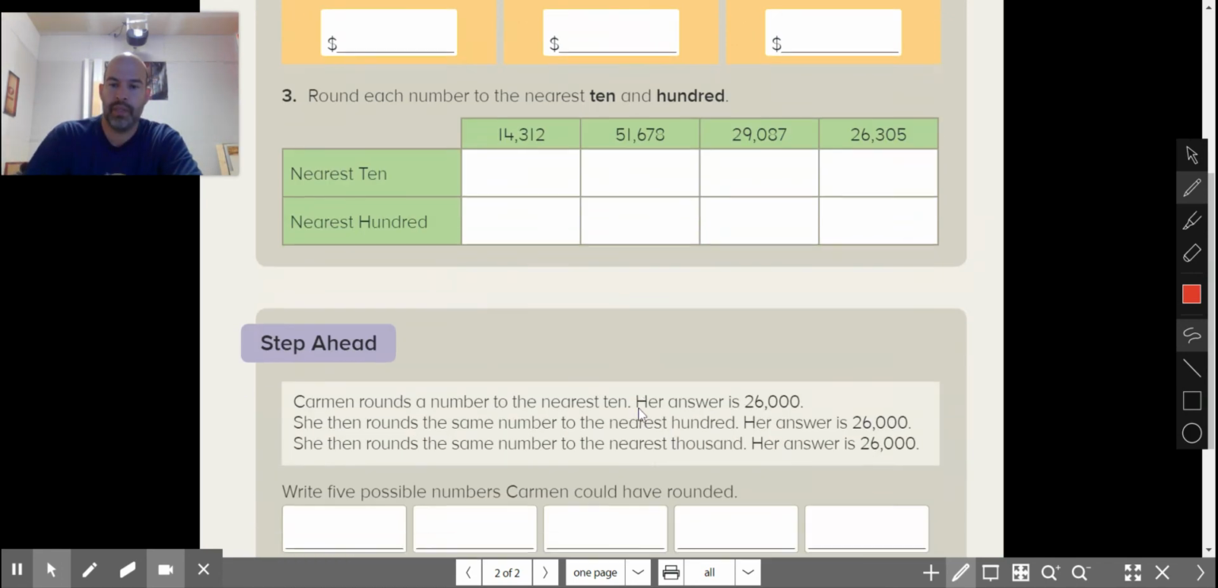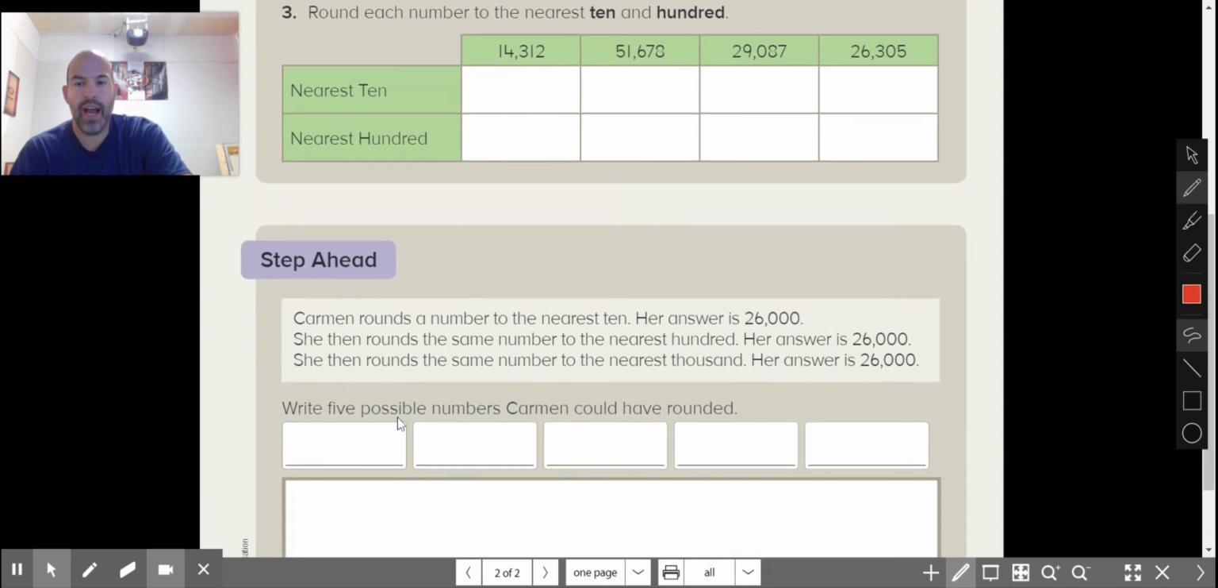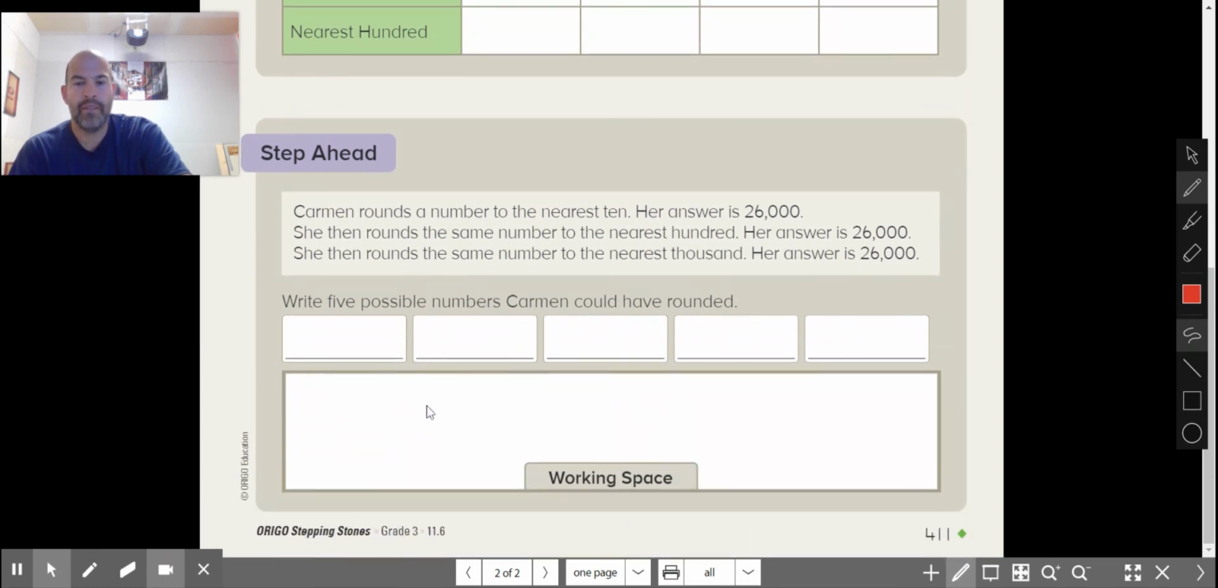And then it says Carmen rounds a number to the nearest 10. Her answer is 26,000. Then she rounds the same number to the nearest 100. Her answer is 26,000. She then rounds the same number to the nearest 1,000. Her answer is 26,000. Write 5 possible numbers Carmen could have rounded. And if you need some workspace to show how you do that, go ahead and do that.